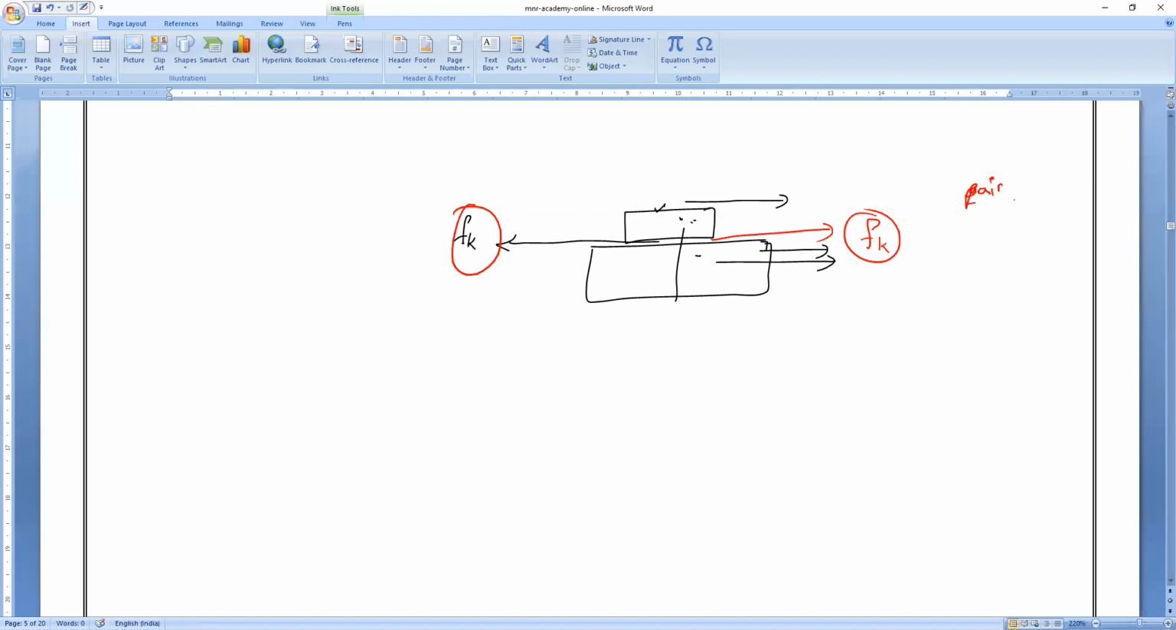So we already solved frictionless surface numericals also. Whenever you are solving, you have to make it very clear. Now, Ishal is having some doubt in some questions. Laksha is also having some doubt.